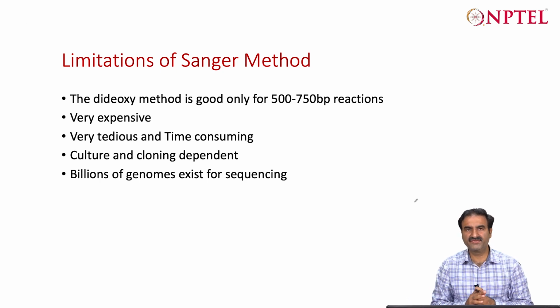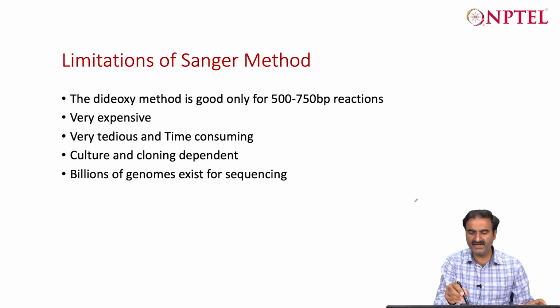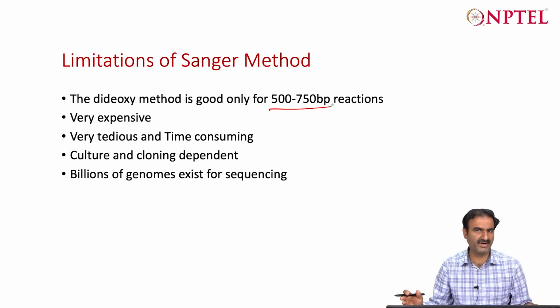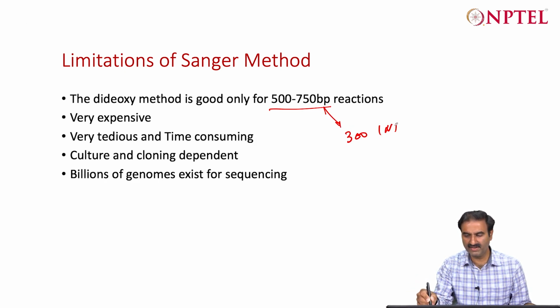And this Sanger method, the dideoxy method, is very important. It produces a good amount of DNA, 500 to 700 or up to 800 base pairs accurately, and even longer you can get. So this will cost, say, 300 rupees. For a single piece of DNA, if you want to use this, it is reasonable.